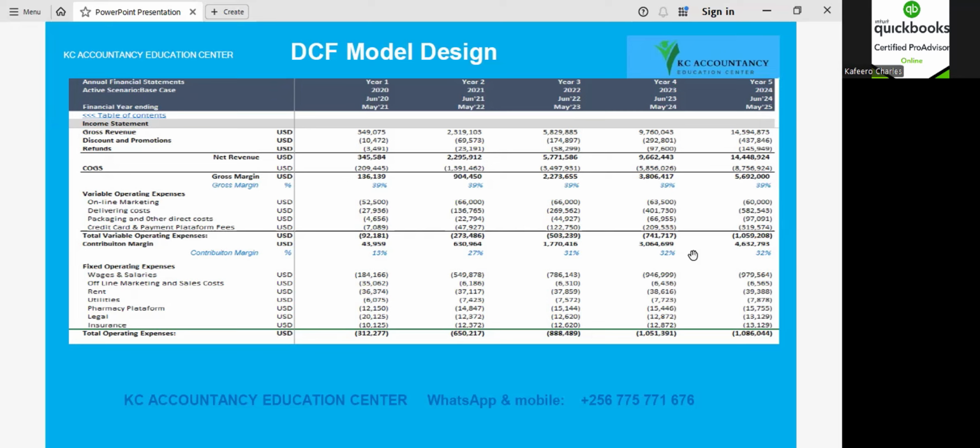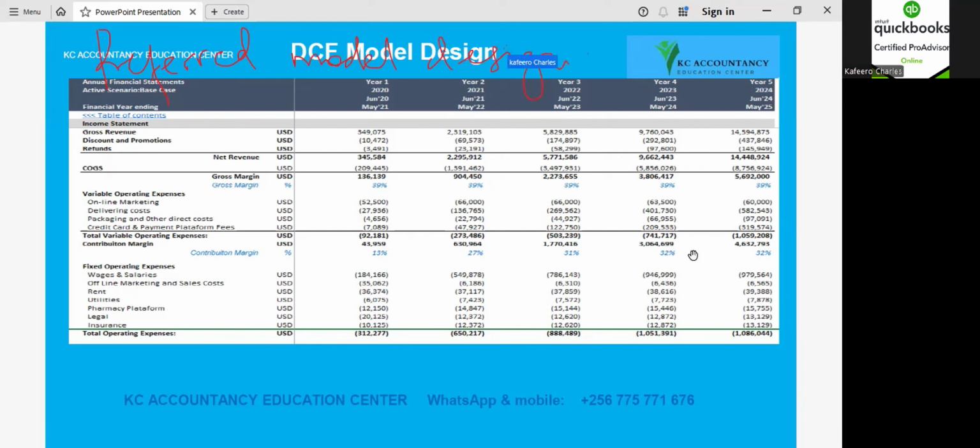Let's now look at the preferred design process. In other words, we are looking at the preferred model design. Preferred model design.